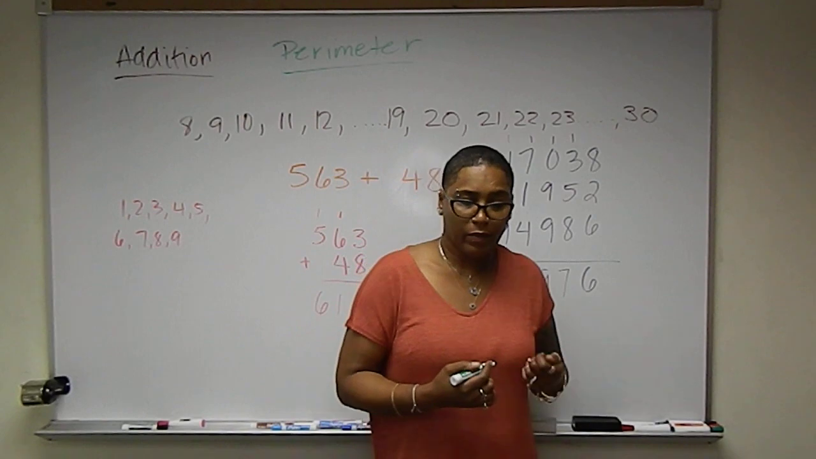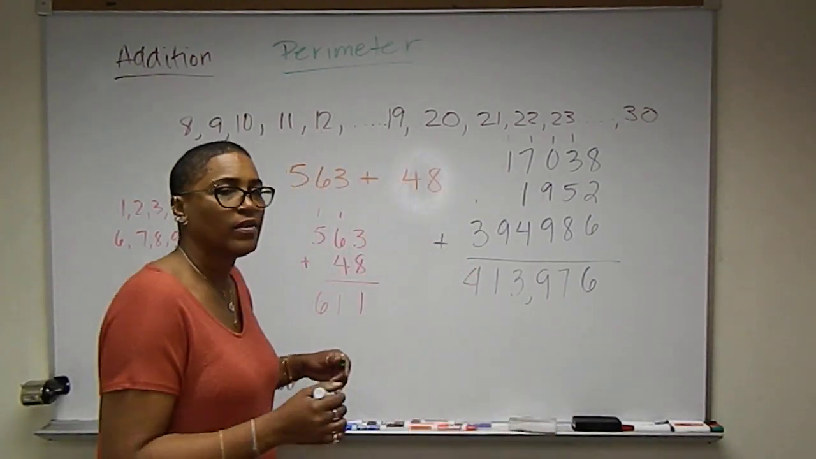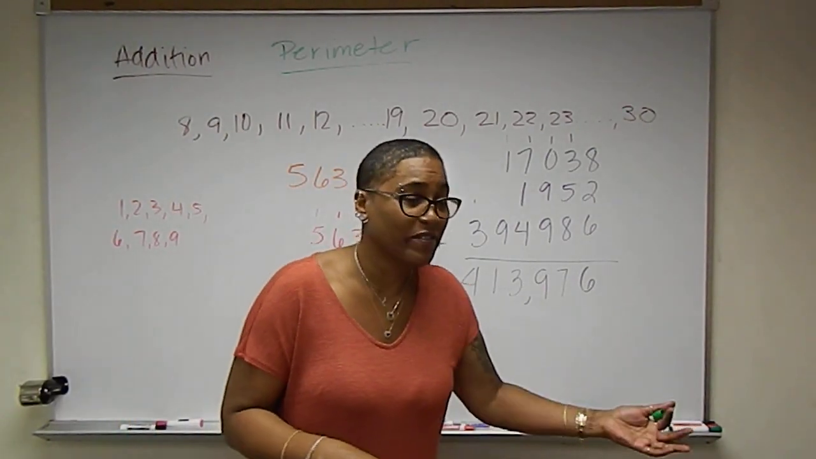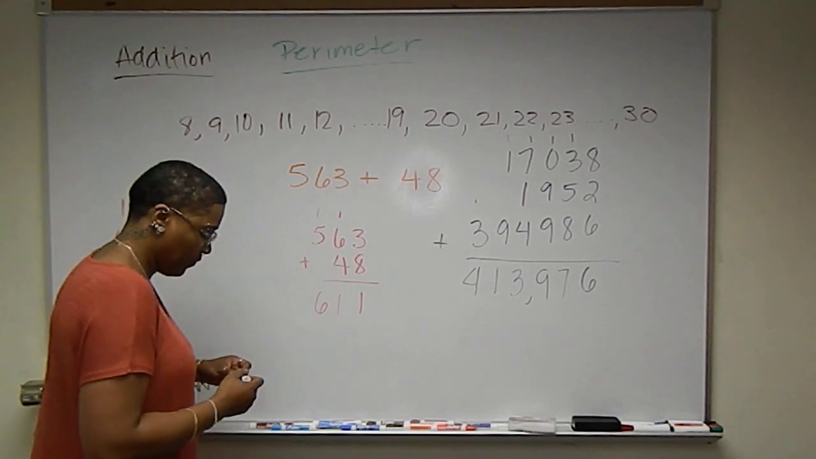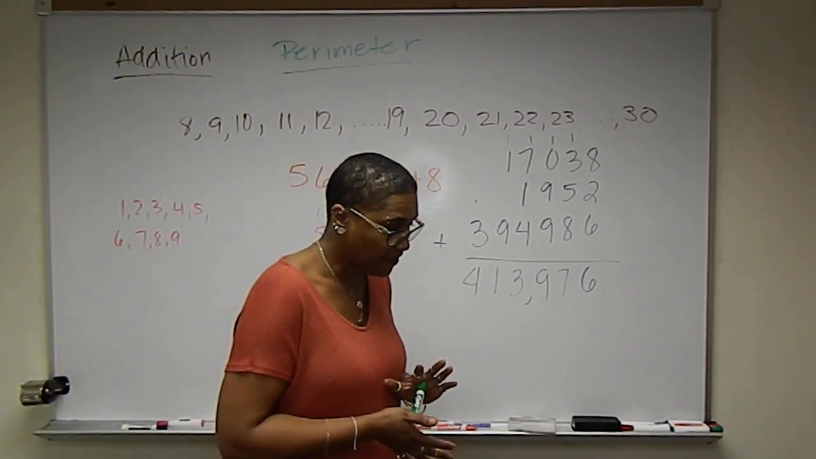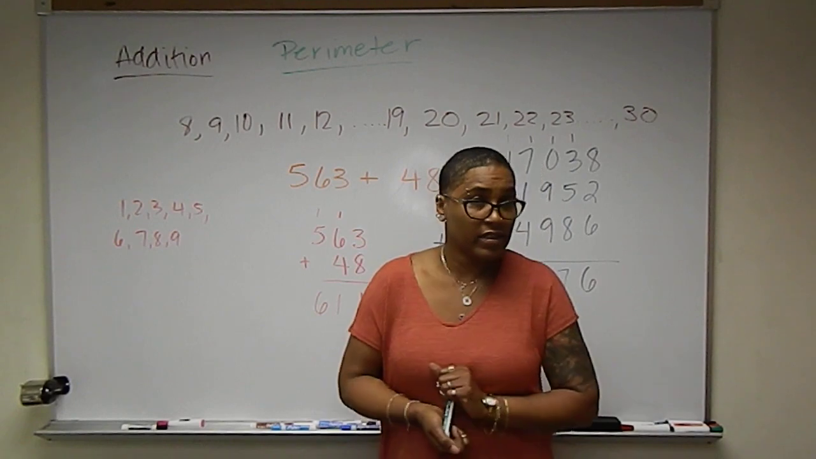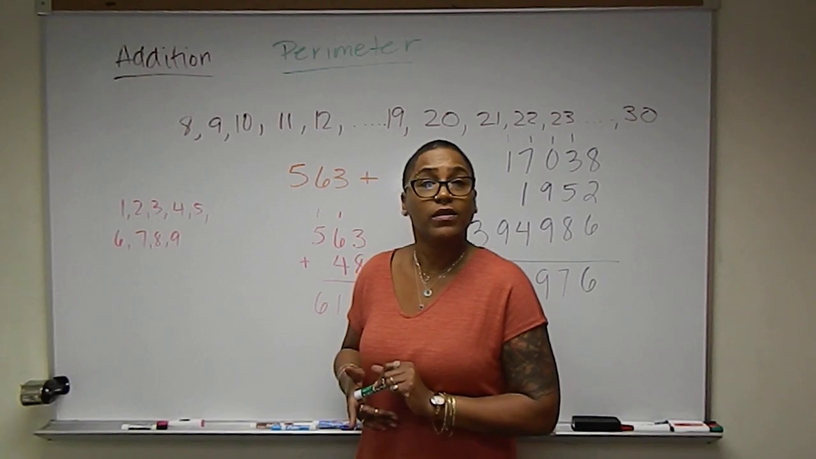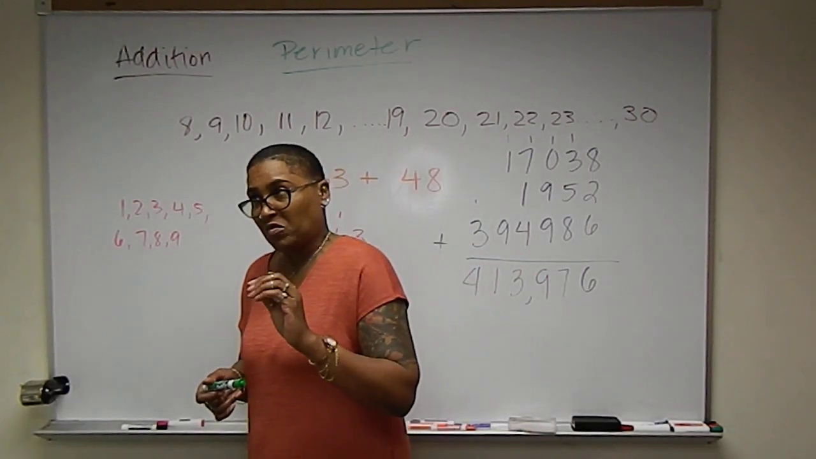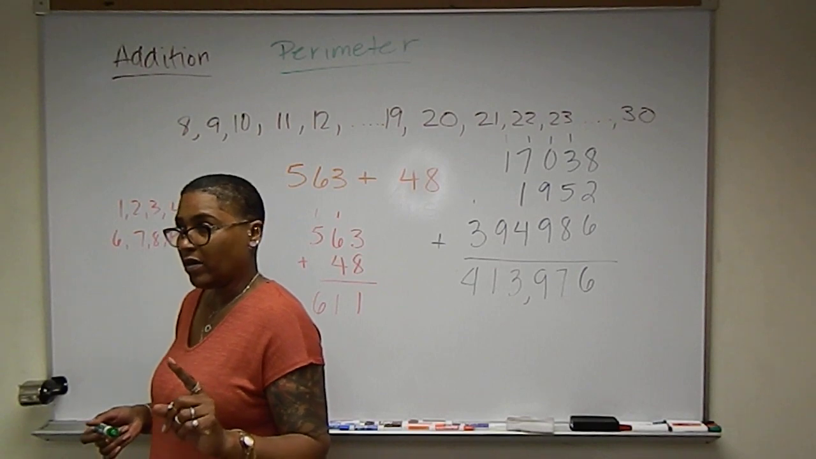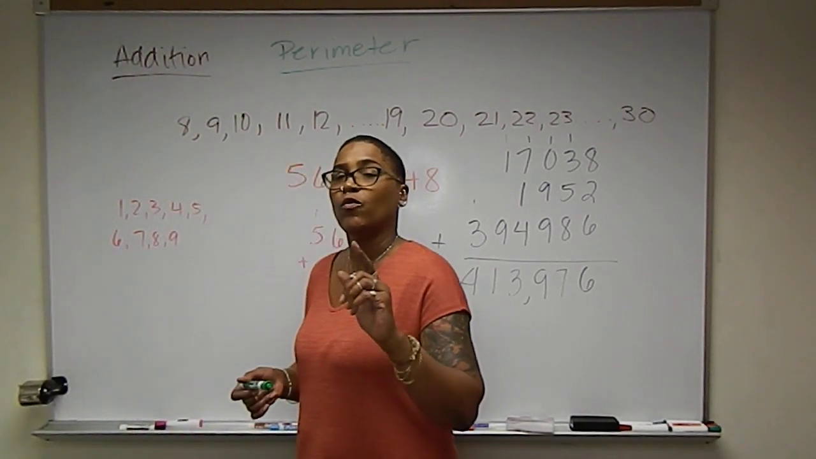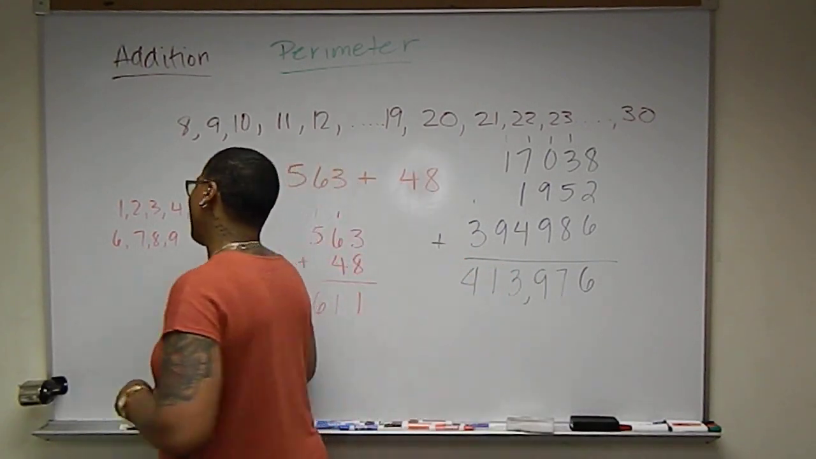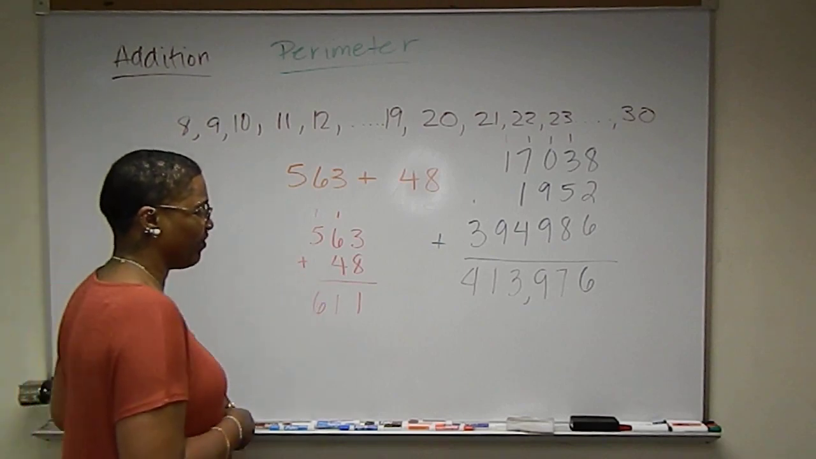Perimeter. Perimeter is the area, let me change my words. I don't want to use area because area is a different representation. Perimeter is the distance around an enclosed space. Let me rephrase a little bit more. The distance around a rectangular or square space. Okay? So let me get this out the way for you a little bit.